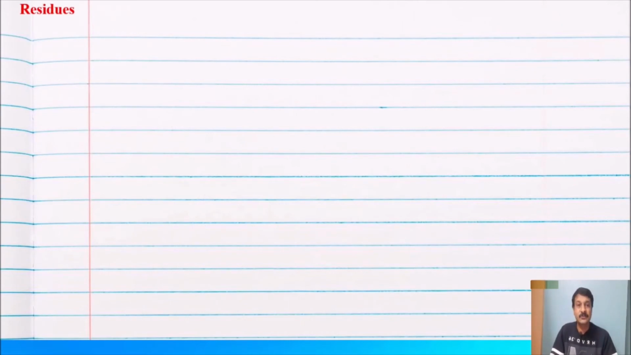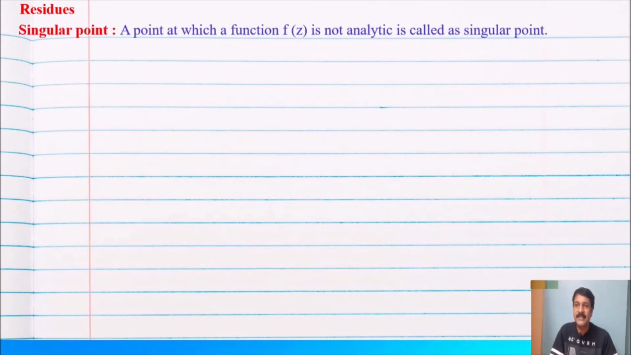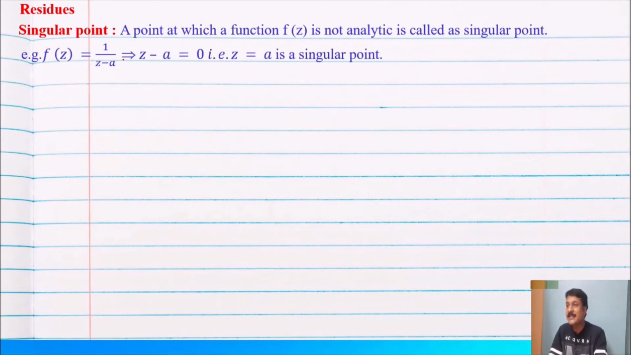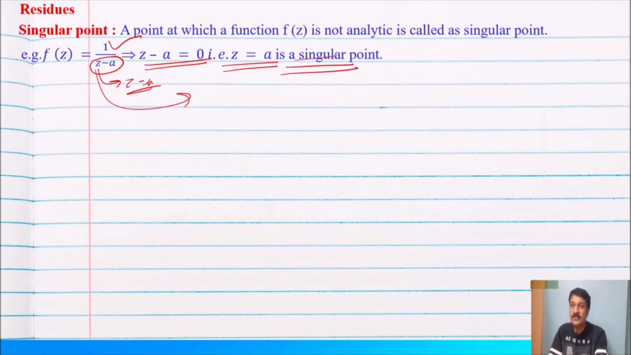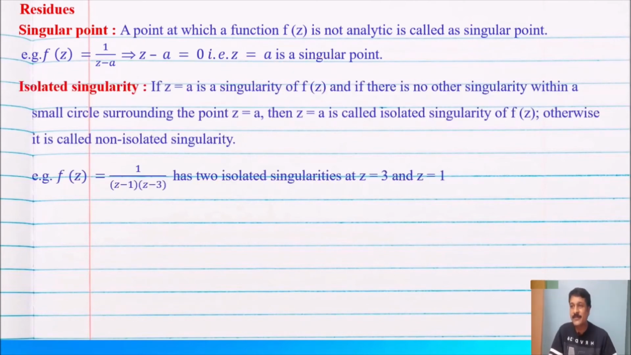Now consider the residues. Before starting the residues, you should know what a singular point is. A point at which a function f(z) is not analytic is called a singular point. For example, if f(z) equal to 1 upon z minus a, in this case the denominator becomes 0 when z equal to a, and that is a singular point, because at that point the function is not analytic. Now, isolated singularity. If z equal to a is a singularity of f(z), and if there is no other singularity within a small circle surrounding the point z equal to a, then z equal to a is called an isolated singularity of f(z). Otherwise, it is called a non-isolated singularity.